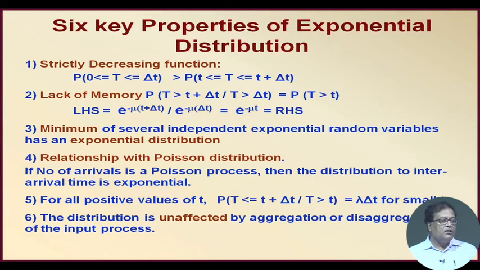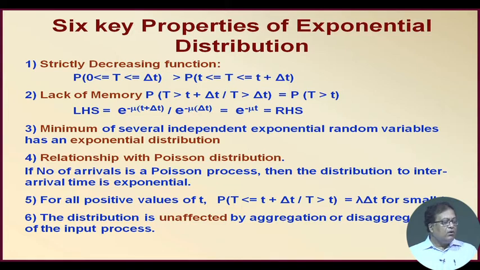Since exponential distribution and Poisson distribution are very closely related, if one has the Markovian property, the other will also have the Markovian property. The minimum of several independent exponential random variables has an exponential distribution. Then there is a relationship with Poisson distribution: if the number of arrivals is a Poisson process, then the distribution of inter-arrival time is exponential.